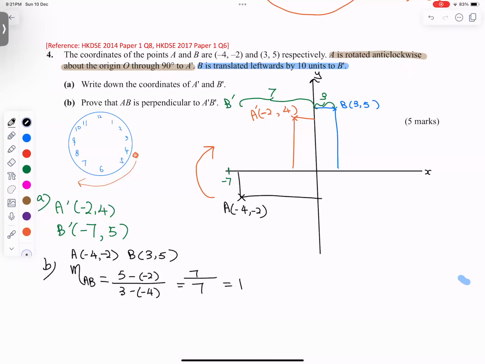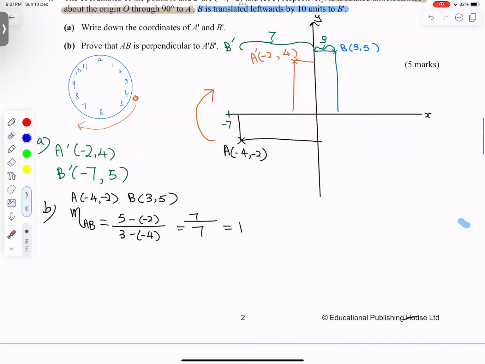So yeah, you find the slopes and see what you get for AB first. And then also find the slope for the new one. Because your new A is -2 and 4. Your new B is -7 and 5. And then find the slopes of those two as well. And see what you get.